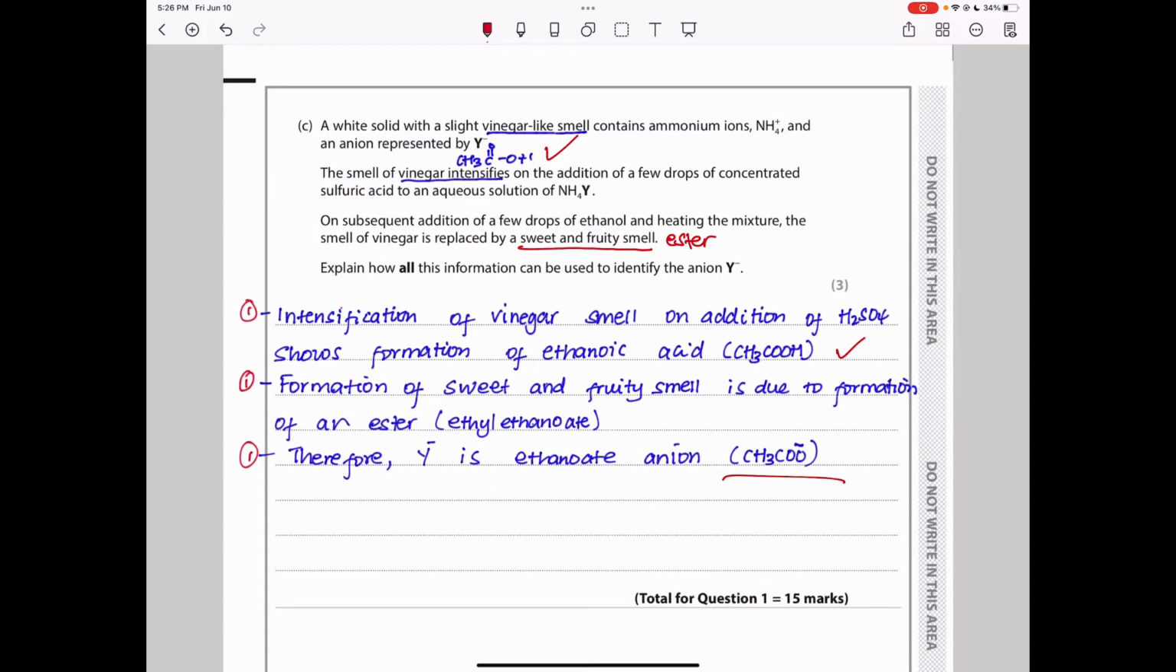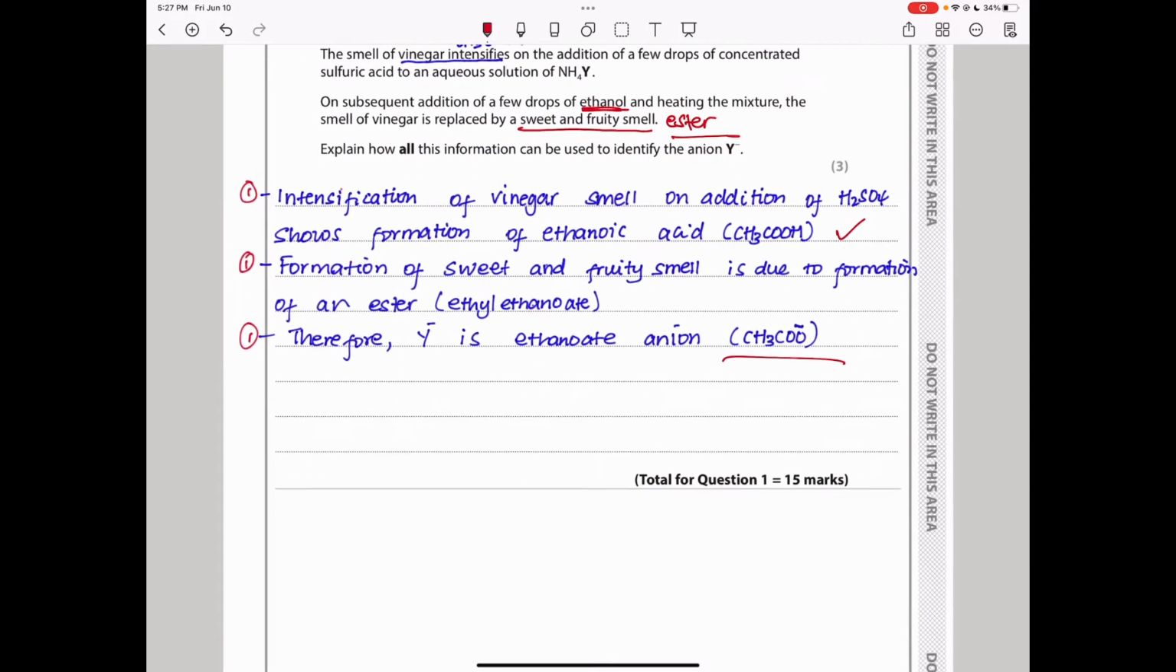And again, you remember when we combine a carboxylic acid and an alcohol to form an ester, there should be an acid that is being added. So, yep, an acid could do that as well. But if you can see here, the sweet smell is due to the ester. And then here we know that the vinegar-like smell is going to be ethanoic acid. When you add a few drops of ethanol, which is the alcohol, and then you heat, we're going to produce an ester. So this brings us to the end of question 1.